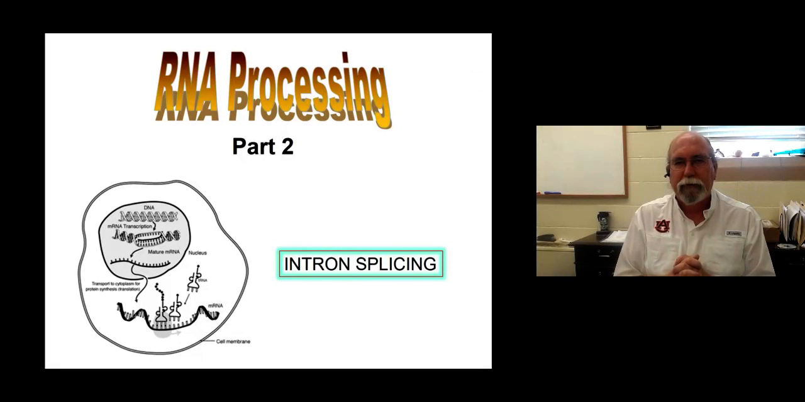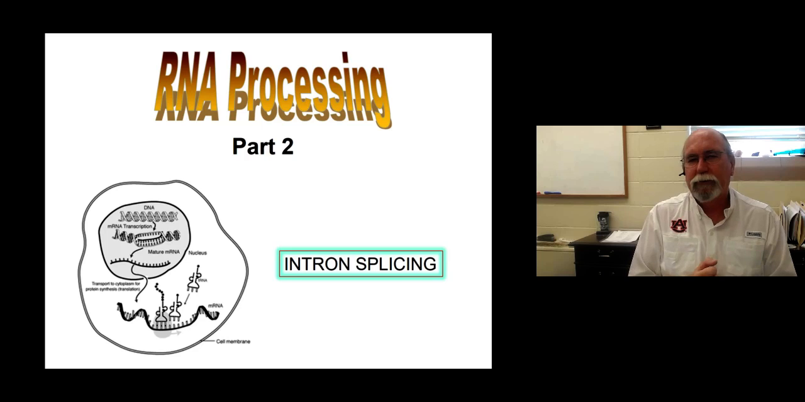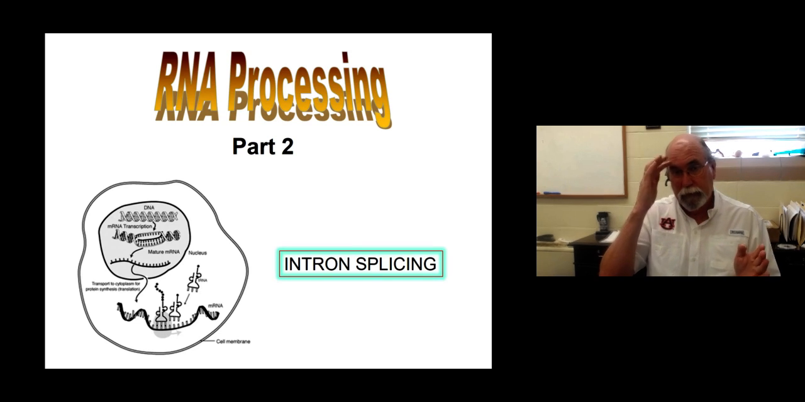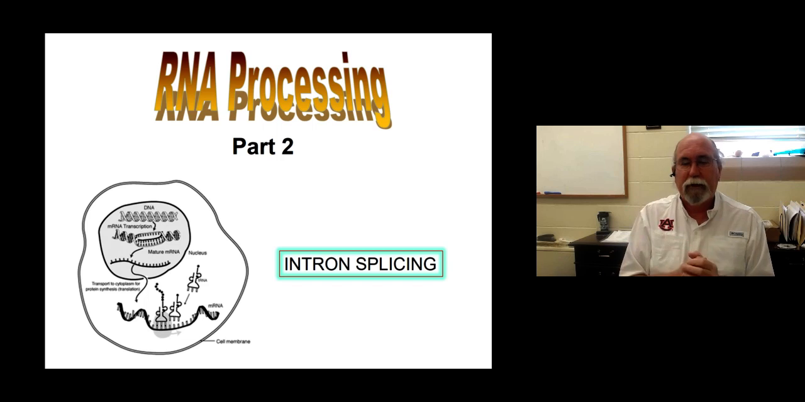This is the second part of our discussion about how RNA, this heterogeneous RNA as we're calling it, is processed into mature RNA, mature message that can then be brought out into the cytoplasm and used. We've talked about two major things that occur. One is a 5' cap, and then ultimately a 3' poly A tail is added. There are three parts of things that happen though. One is the cap, the other is the tail, and then there's what's called splicing.